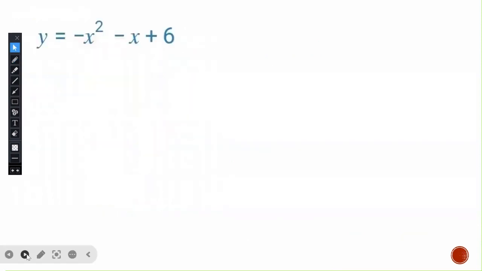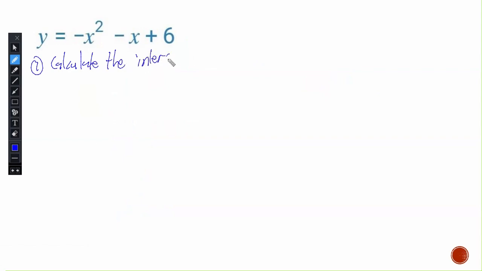Let's look at another one. So now we have something different here. It's y equals negative x squared minus x plus 6, right? As we can see, our a now is negative. So again, let's start by calculating the intercepts with the axes.